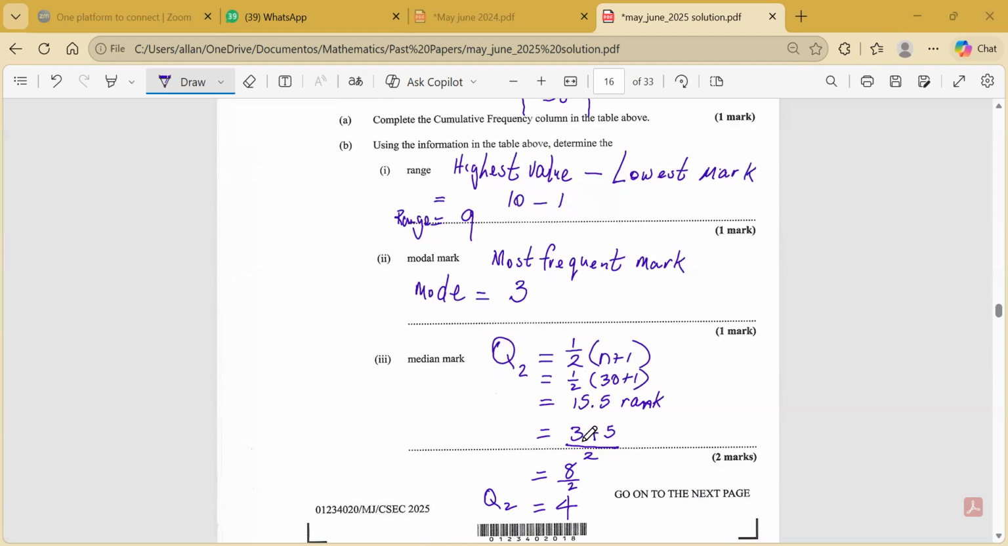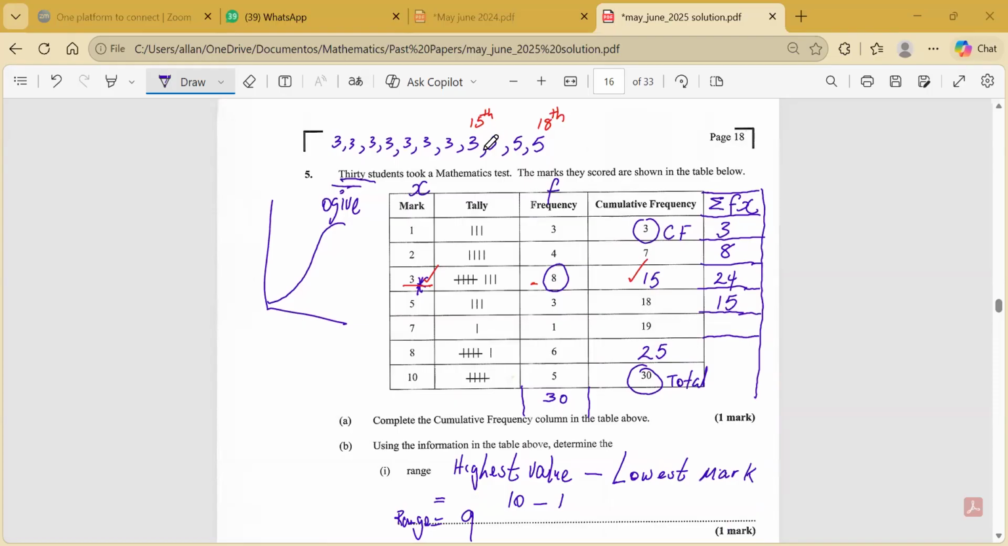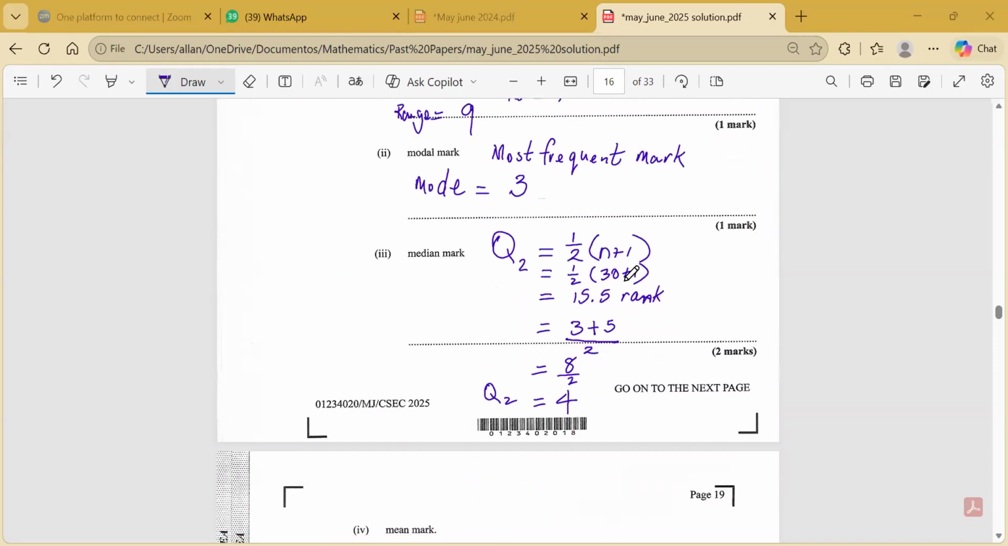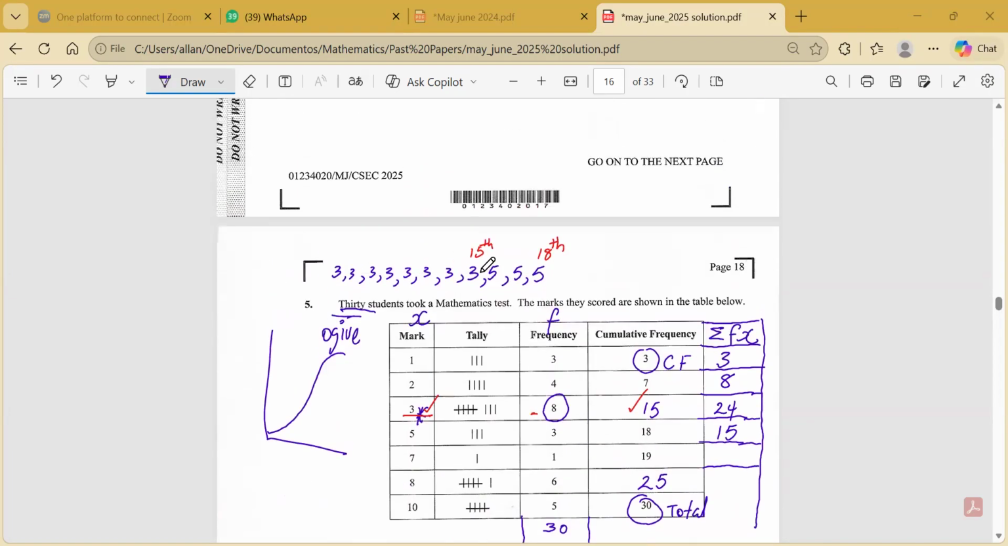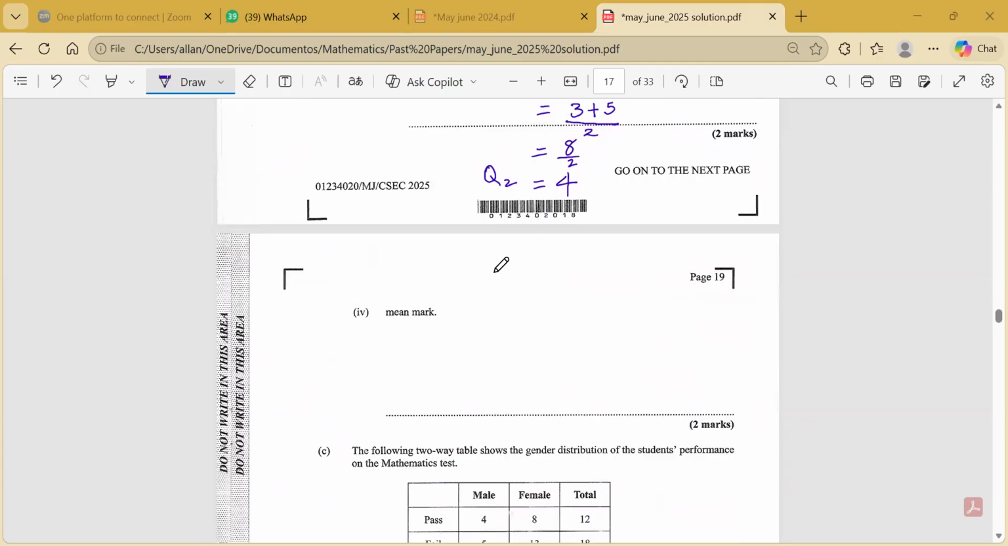So we look for the 15th rank. The 15th would have been 3, plus the 16th, which is 5. So 3 plus 5 divided by 2. It falls between, and that's how we got 4. All right? So these are the values of the 15th and the 16th rank. Got 4.